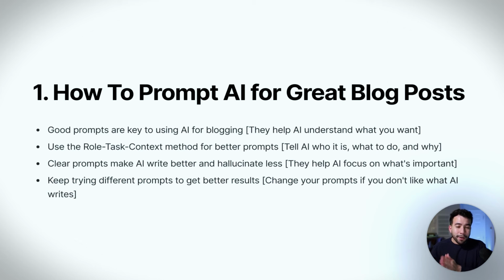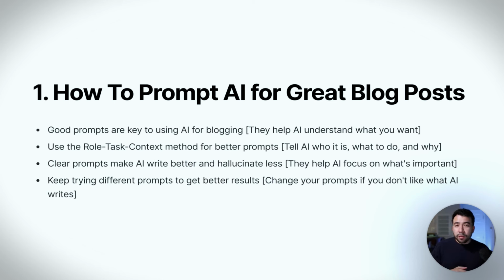Good prompts are always going to be key when you're blogging with AI. You need to use the role, task, context method for better prompting. This is going to tell AI who it is, what to do, and the reasons why. So clear prompts are going to make the AI sound much better, and it's also going to allow it to hallucinate less. This is also going to help AI focus on what's important, and instead of hallucinating, it's going to give you the exact output that you need.